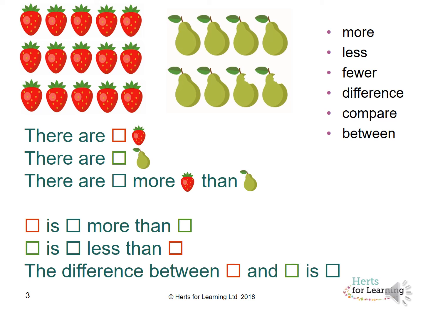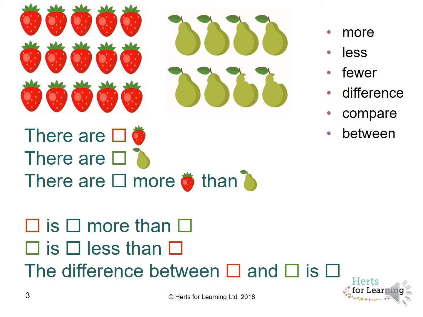Okay, so I have got 1, 2, 3, 4, 5 on each row of my strawberries, and I've got 3 rows, so we can count in 5s. Got 5, 10, 15 strawberries.